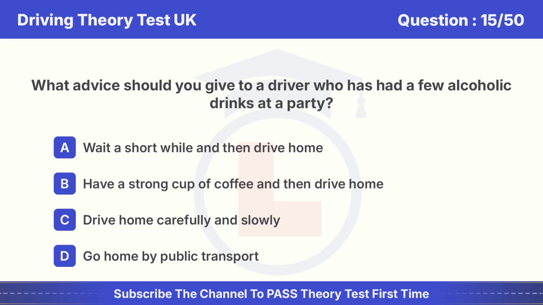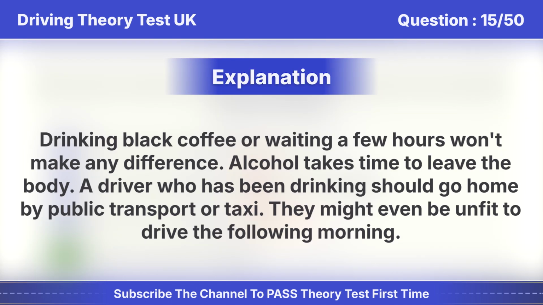Question 15. What advice should you give to a driver who has had a few alcoholic drinks at a party? Answer is D. Go home by public transport. Drinking black coffee or waiting a few hours won't make any difference. Alcohol takes time to leave the body. A driver who has been drinking should go home by public transport or taxi. They might even be unfit to drive the following morning.